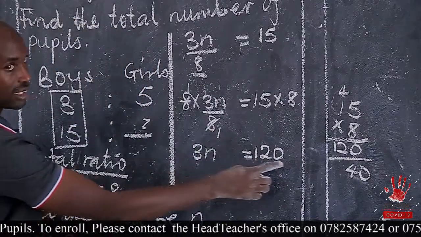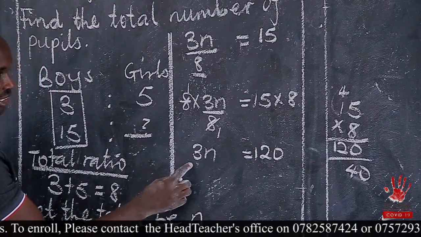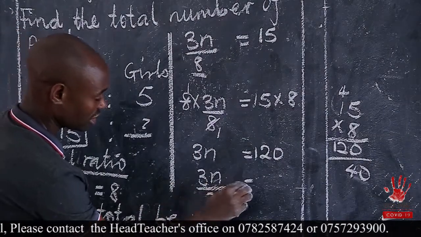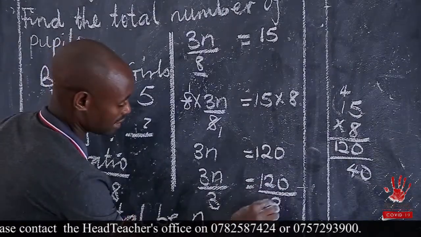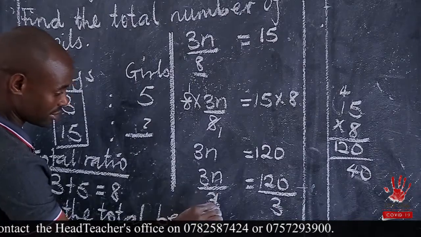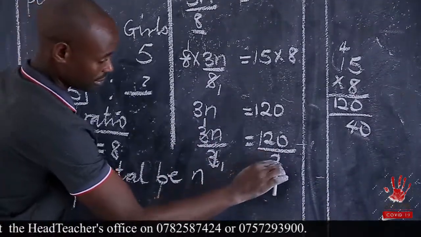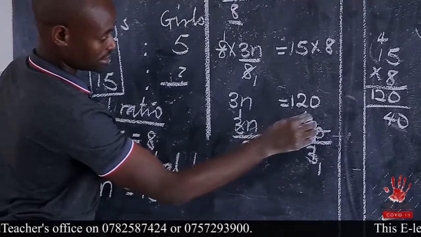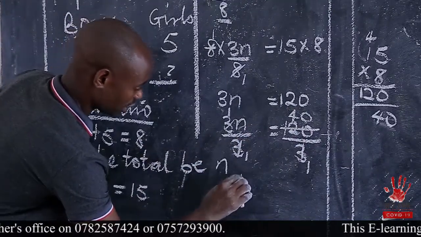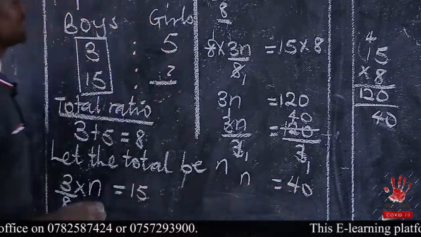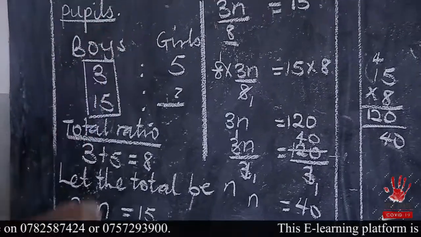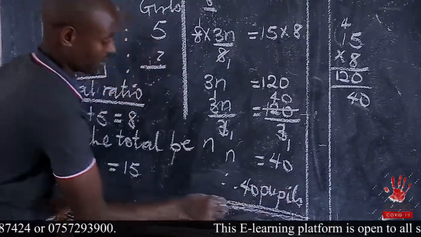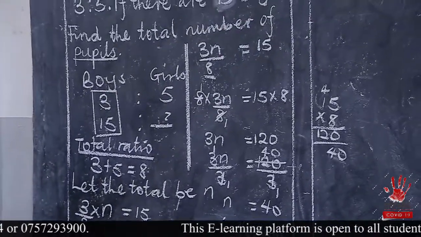Okay? So if you have 3n is equal to 120, what do you do? You are going to divide each side by 3 to get the value of n. So 3n divided by 3 is equal to 120 divided by 3. 3 by 3 is 1. 12 divided by 3, we are getting a 4. Then 0 divided by 3, we are getting a 0. Therefore, n is equal to 40. But the question says, find the total number of pupils. Therefore, there are 40 pupils.